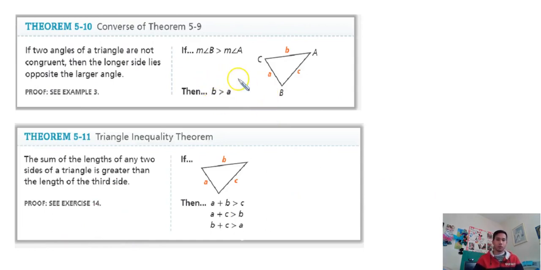Okay, so just to give you a summary of the theorem. Converse theorem 5-9: if two angles of the triangle are not congruent, then the longest side lies opposite to the larger angle. Okay, the triangle inequality: the sum of the lengths of any two sides of the triangle is greater than the length of the third side. So we will apply this theorem on the next example. So these are the two theorems that are useful in our next example. Okay, so let's take a look at the next example question.